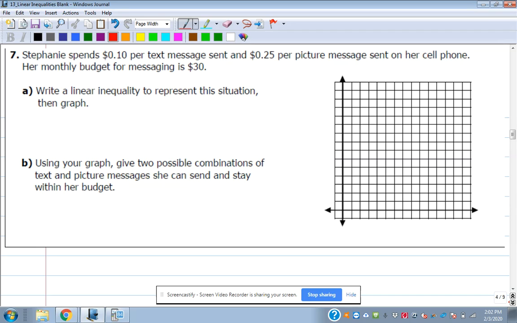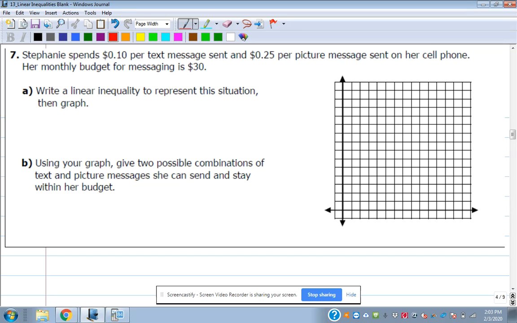Similar to example 2 that we did with the word problem. Similar idea. We're going to write an inequality, and then we're going to use this graph to help us decide some things. So Stephanie spends 10 cents per text message and 25 cents per picture message on her cell phone. Her monthly budget for messaging is $30.